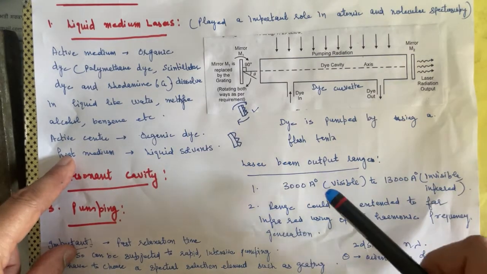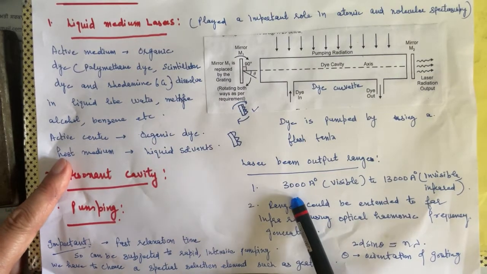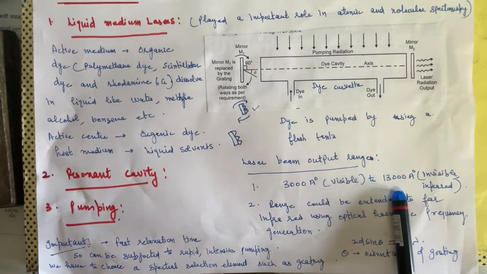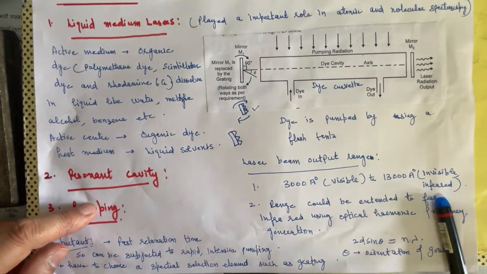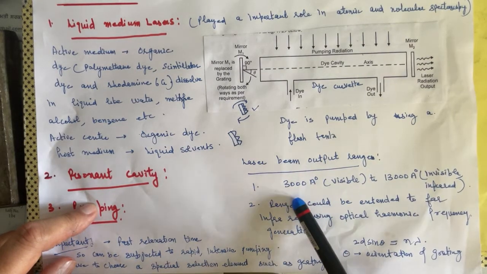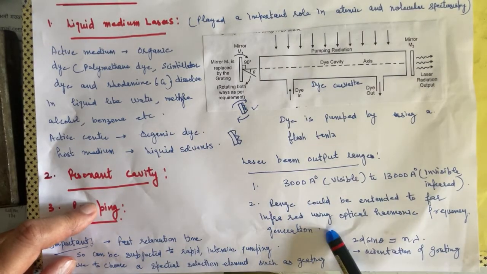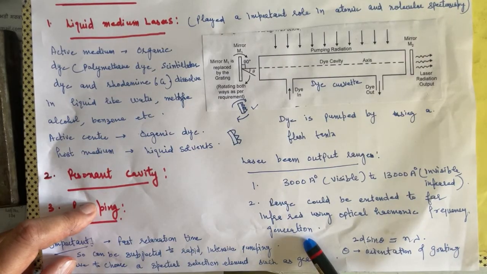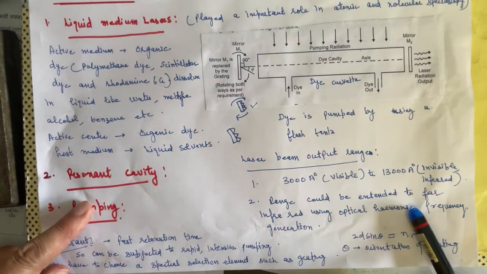Then about the laser beam output range. The laser beam output range is from 3000 angstrom, that is the visible region, to 13,000 angstrom, that is an invisible or infrared region. Okay? And this range could be extended. It can go to the far infrared using optical harmonic frequency generation. Okay? So we can extend it. Clear?